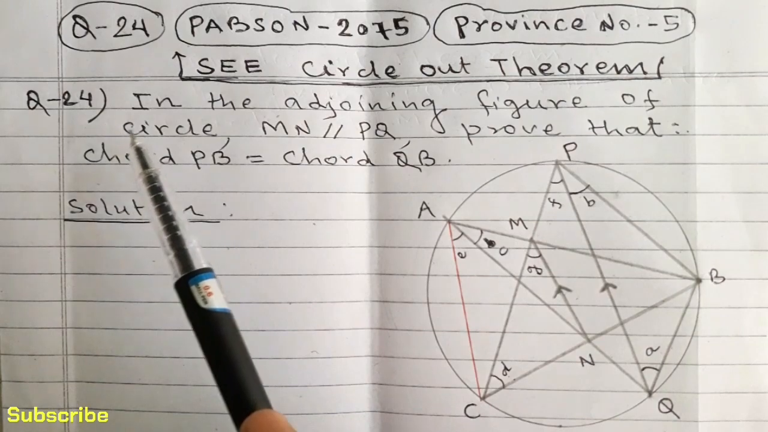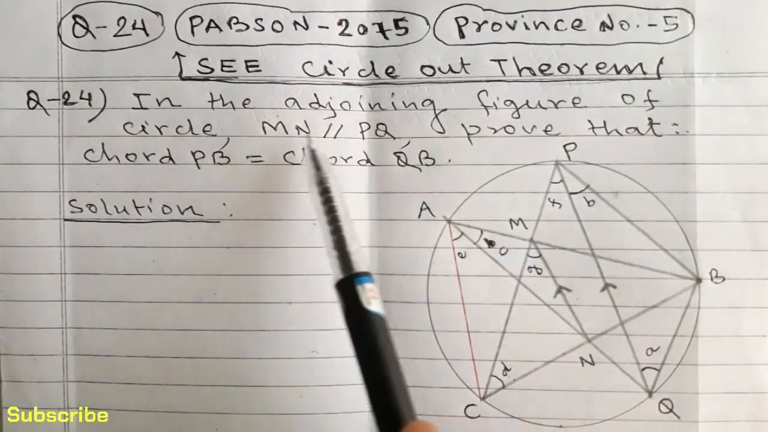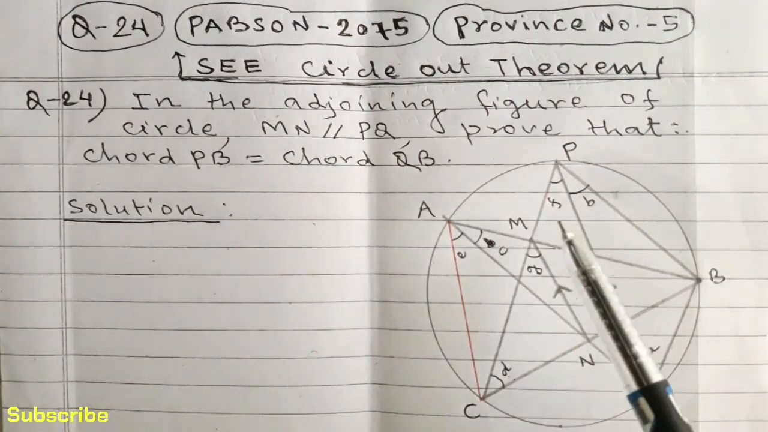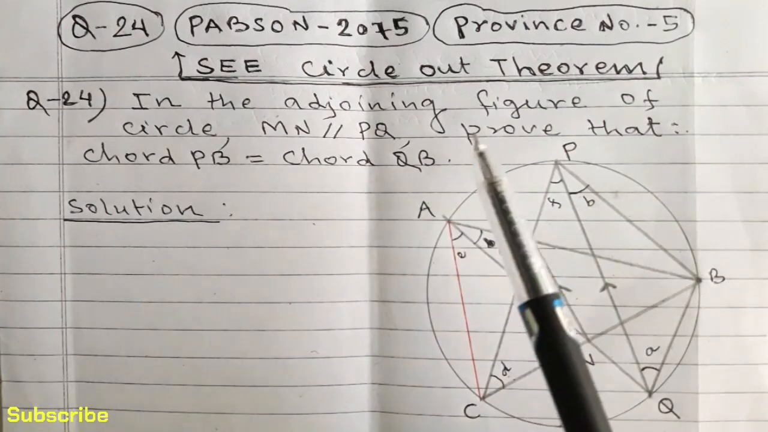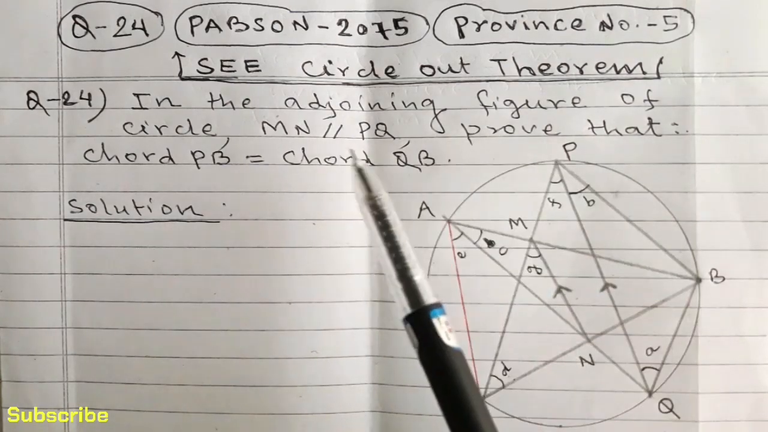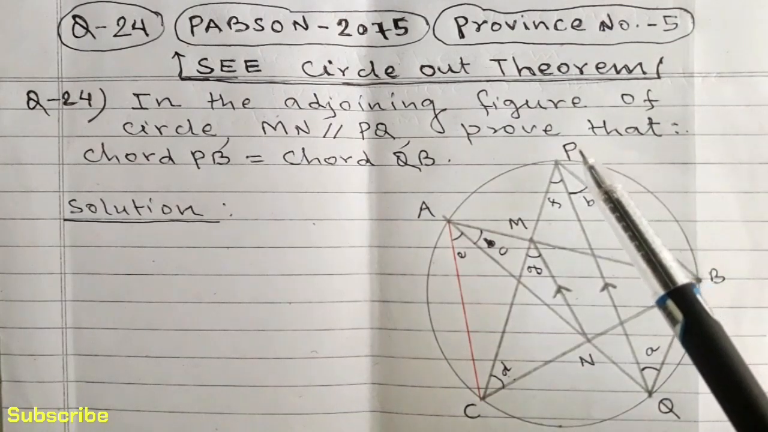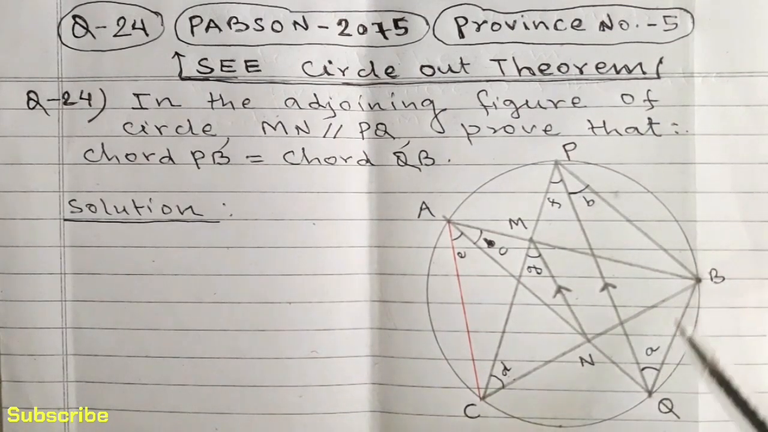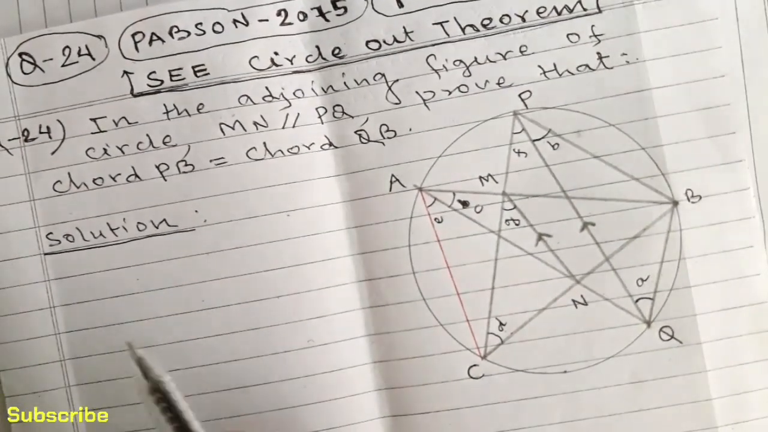In question number 24, the question is: in the adjoining figure of the circle, MN is parallel to PQ, and we have to prove that chord PB is equal to chord QB. So dear students, let's solve it. At first, let's write down the given.